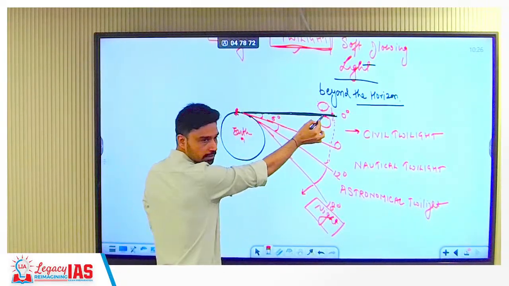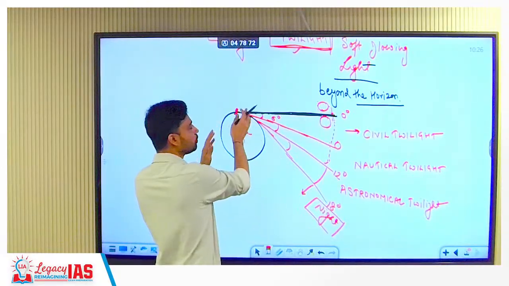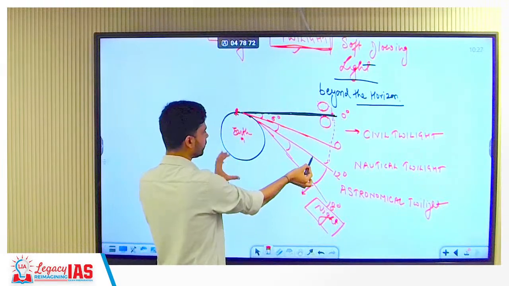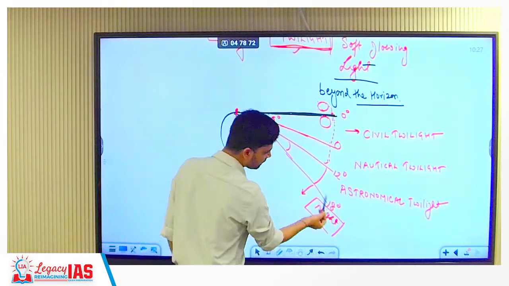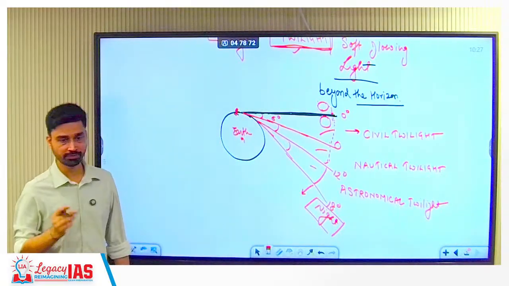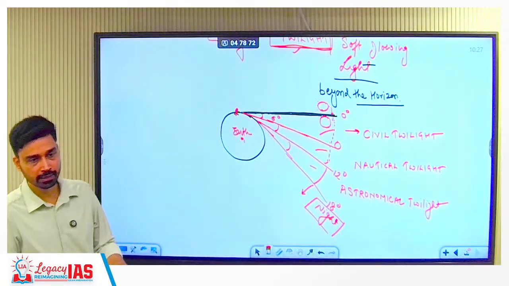So now you have the sun in the sky. As the earth moves more, what happens? You go beyond the horizon. So the sun moves like this as the earth keeps rotating. So from 0 to 18 degrees, that is the duration of twilight, which is classified in 6-6-6 degree angles, referred to as civil, nautical and astronomical twilight.